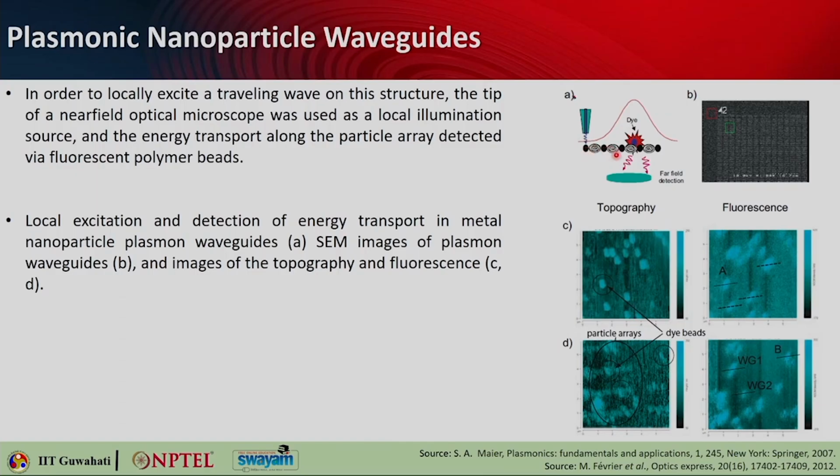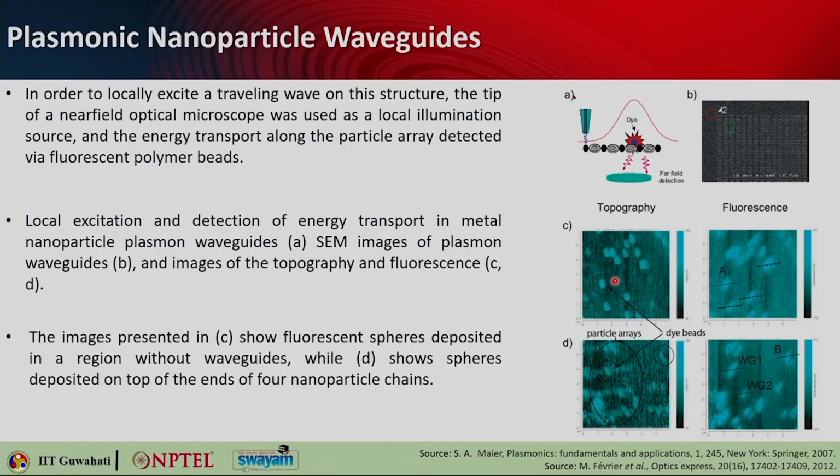Okay. So, these black dots are basically the particles, this is where the coupling takes place, okay, and this is where you have put a dye, and the energy in the dye will allow you to have some fluorescence, and that can be measured. So, local excitation, this is the SEM image of the plasmonic waveguide, okay, and these are basically the images of the topography and the fluorescence that you can see.